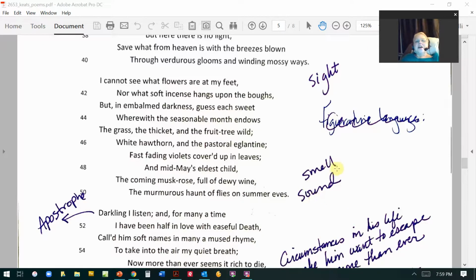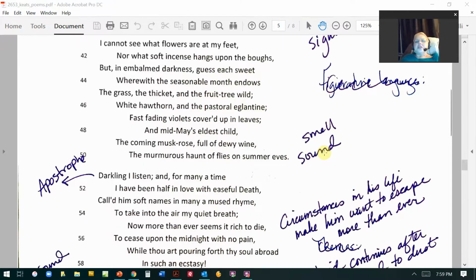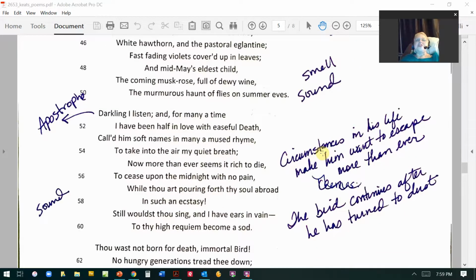And for many a time I have been half in love with easeful death, called him soft names in many a mused rhyme, to take into the air my quiet breath. Now more than ever seems it rich to die, to cease upon the midnight with no pain, while thou art pouring forth thy soul abroad in such an ecstasy. Still wouldst thou sing, and I have ears in vain, to thy high requiem become a sod.